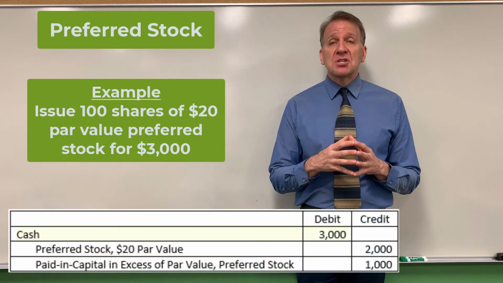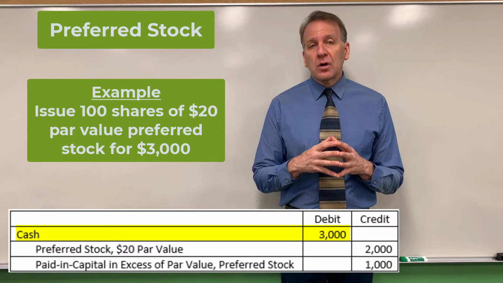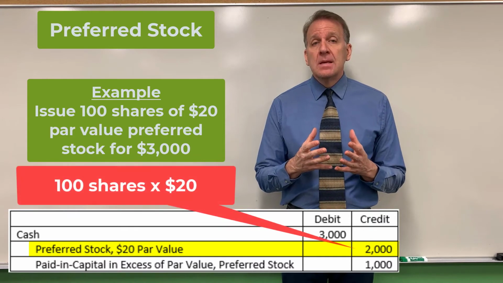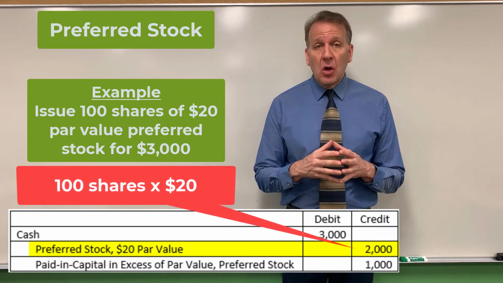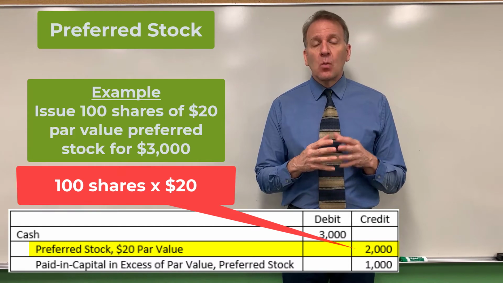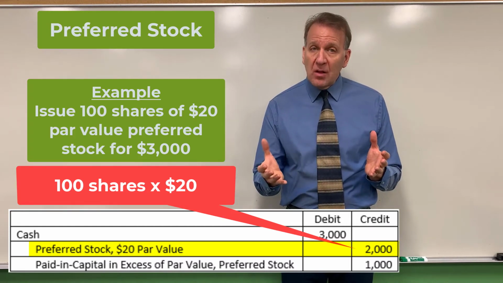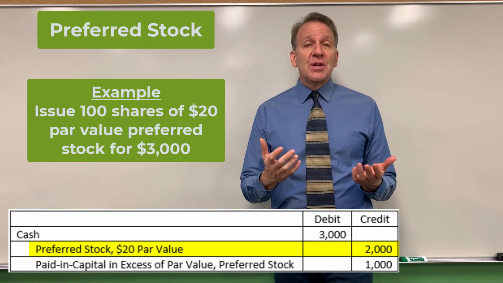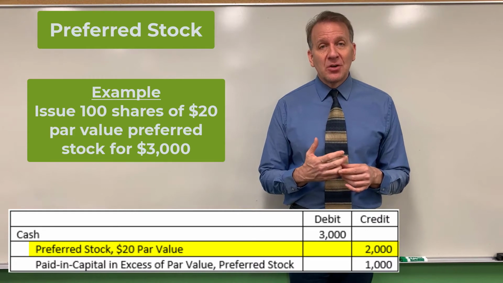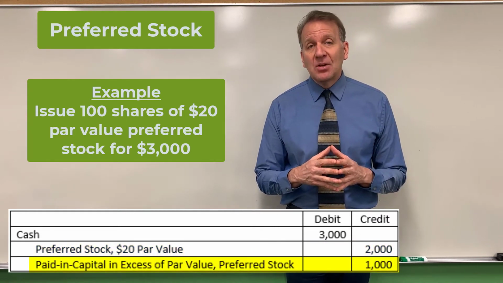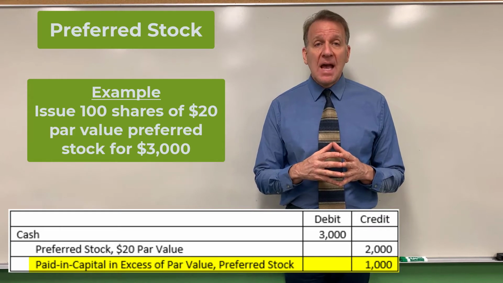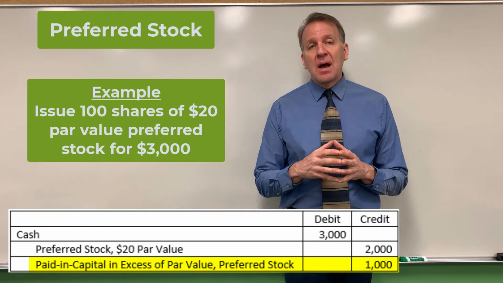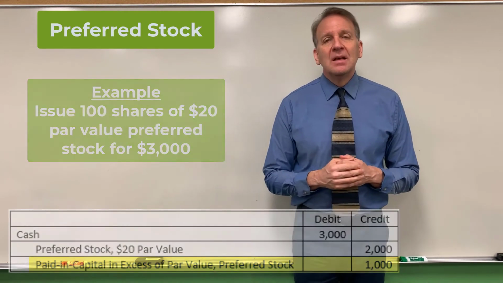We're going to debit cash for the $3,000. Our credit will be to preferred shares, $20 par value, and it will be for just $2,000 because that's the par value. We're selling 100 shares and the par value is $20 per share, so that's $2,000. You can see our journal entry doesn't balance with just those two entries, so there's the third line. We're going to have paid-in capital in excess of par value, preferred stock, for the remaining $1,000. That's the amount in excess of the par value, all right?